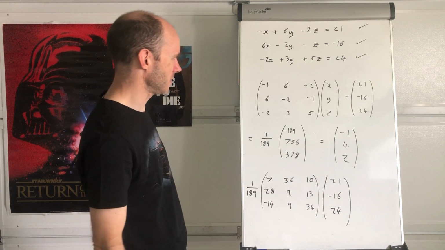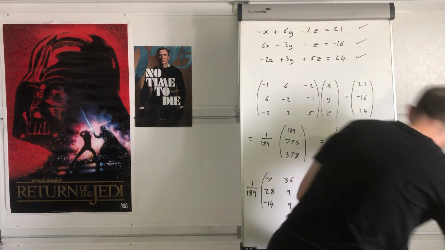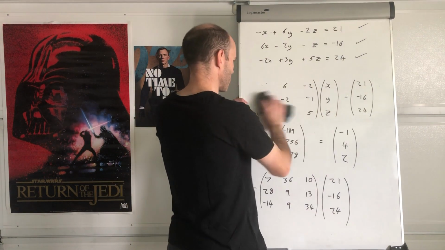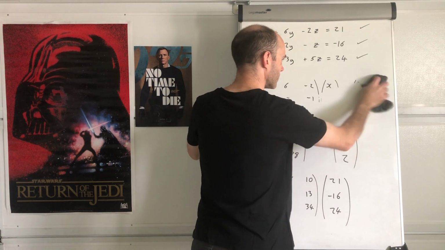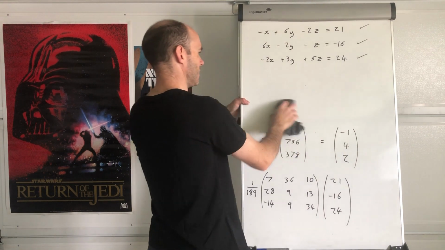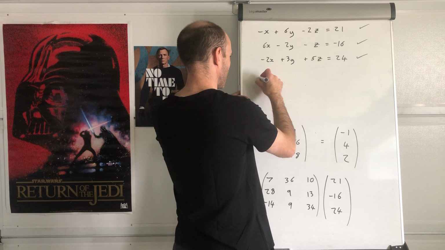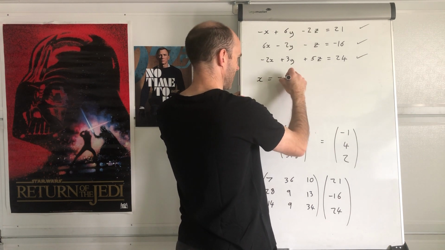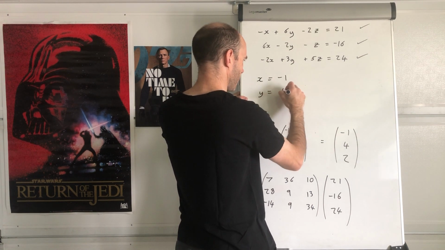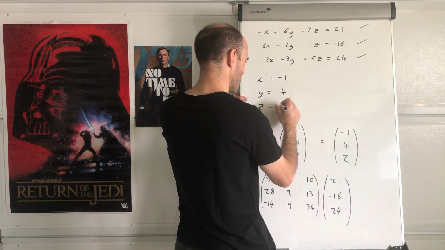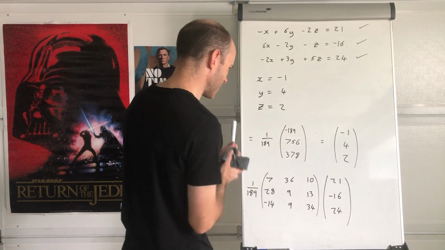So let's just write that solution up correctly and properly and with some sense of finality. x is negative 1, y is 4, and z equals 2. And we'll just discuss that point.